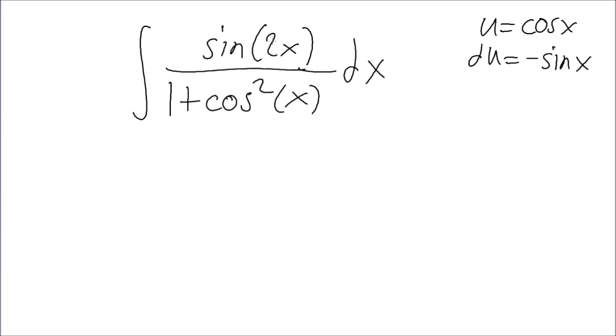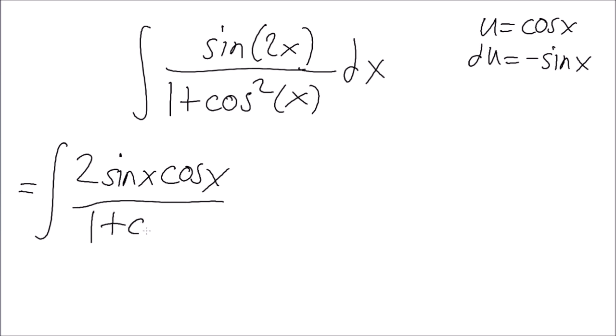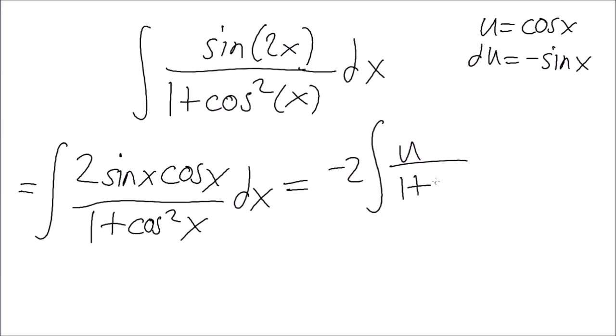We have sine 2x. If you remember your trig identity, this is 2 sine of x cosine of x, then over 1 plus cosine squared. Oh, okay, this would work, because that sine of x we can cancel out, and everything would be in terms of u. So we do the substitution, negative 2, we get u over 1 plus u squared, 2u.